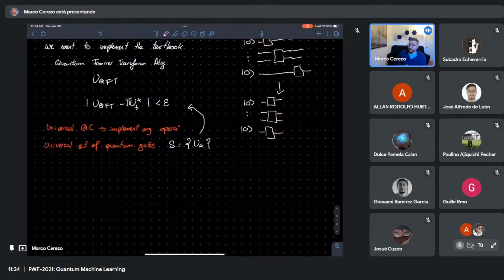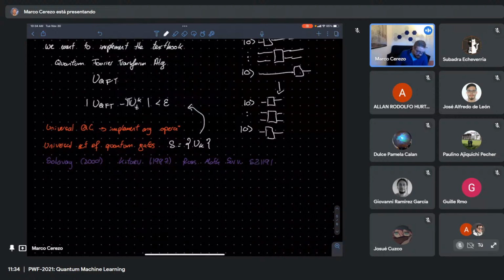There are going to be some theorems that tell us how many gates we actually need to be able to implement this, right? So let me give you two references: Solovay 2000 and Kitaev 1997, Russian Mathematics Survey.